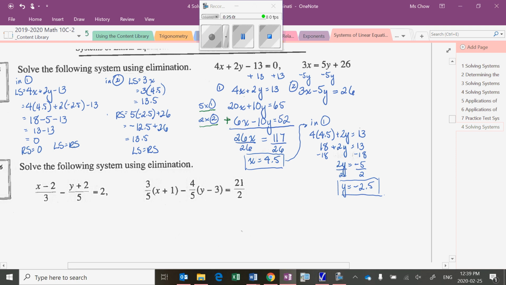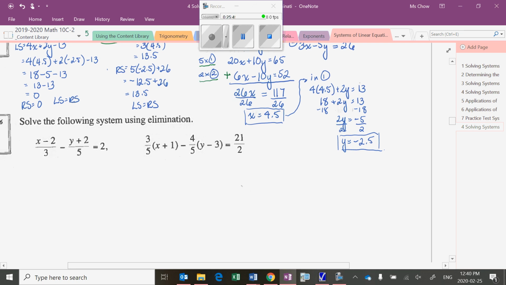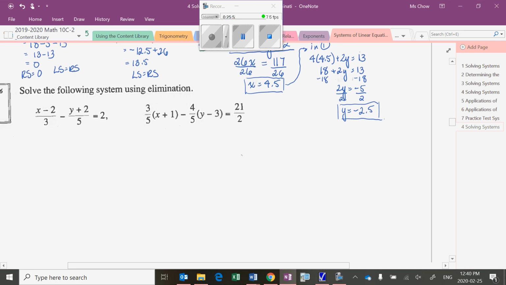So 26x equals 117, dividing both sides by 26. So x is 4.5. Substitute that into equation 1, and we ended up with then y equals negative 2.5. When I do my verification, I'm actually checking my original equations 1 and 2. So if I made any mistakes in any of the manipulations, hopefully my verification will catch that. And so remember that you want both left side equal to right side for both of them. Okay, and so it does work out for both, that left side equals right side, and so our solution is in fact 4.5 for x and negative 2.5 for y.